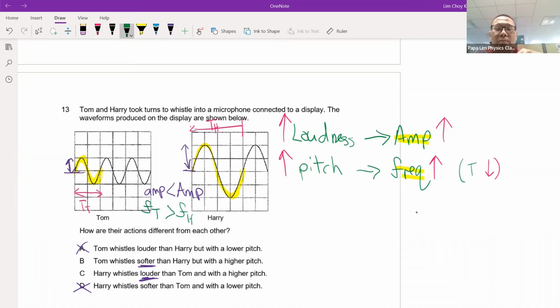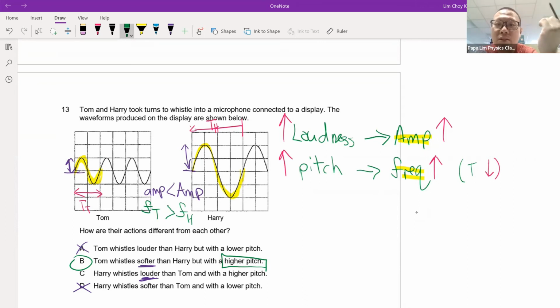If the frequency of Tom is higher, it will definitely mean that Tom's pitch, the pitch of the whistle, will be much higher than Harry's. So that effectively leads us to option B, which talks about Tom having a higher pitch as compared to Harry. So if you look at the way I solved this particular question, it's a standard approach whereby we look at the sound graph, we look at the amplitude, we look at the frequency.